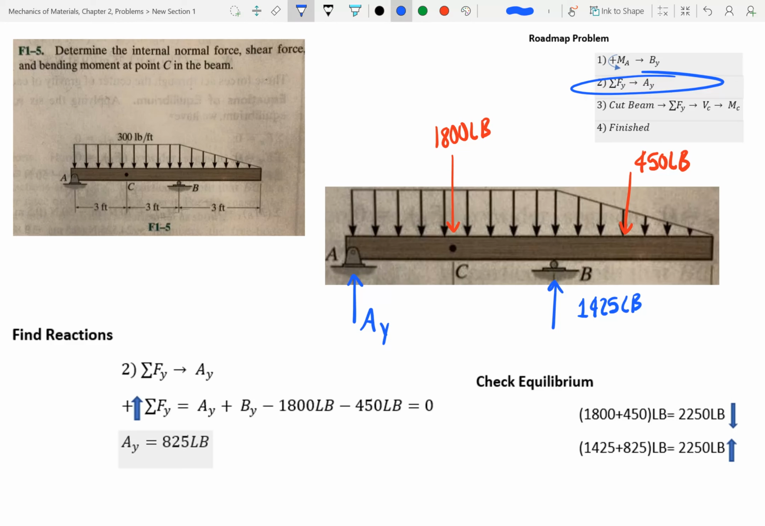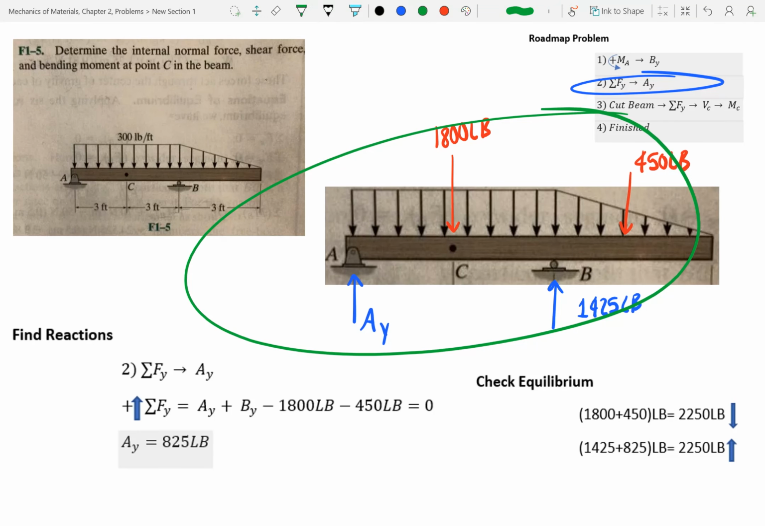So what I like to do is I like to check my equilibrium. If you notice, I have 1425 pushing up, 825 pushing up here, right? That's a total of this. And then, of course, 18 is pushing down, right? And then this right here is also pushing down. So I have a total of this. So you can see that these are equal and opposite to one another. So this entire beam is static.